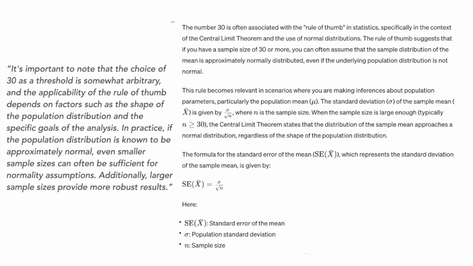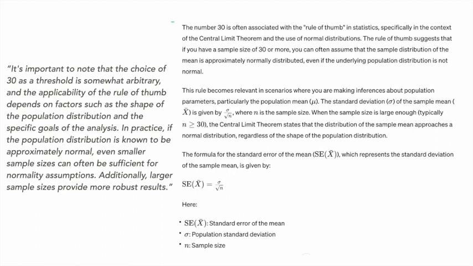It is important to note that the choice of 30 as a threshold is somewhat arbitrary, and the applicability of the rule of thumb depends on factors such as the shape of the population distribution and the specific goals of the analysis. In practice, if the population distribution is known to be approximately normal, even smaller sample sizes can often be sufficient for normality assumptions. Additionally, larger sample sizes provide more robust results.